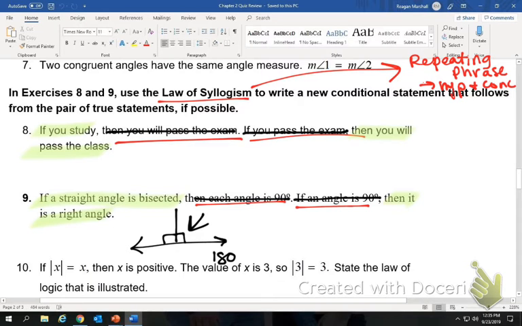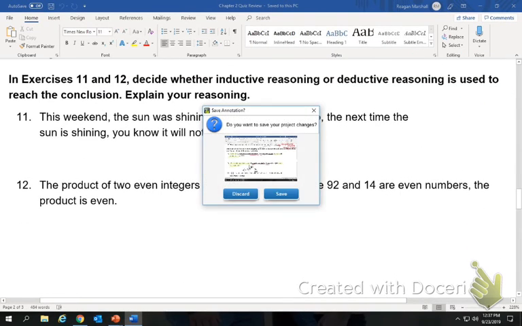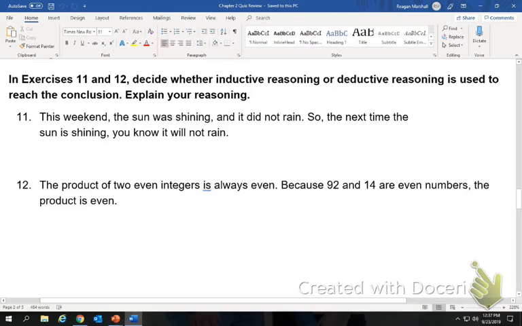Go to the bottom, number 11 and 12. We're going to talk about them really quickly. Decide whether inductive or deductive reasoning is used. Inductive reasoning is based off of 3 things. What were they? Pattern. Behavior. Starts with an O. Observations.